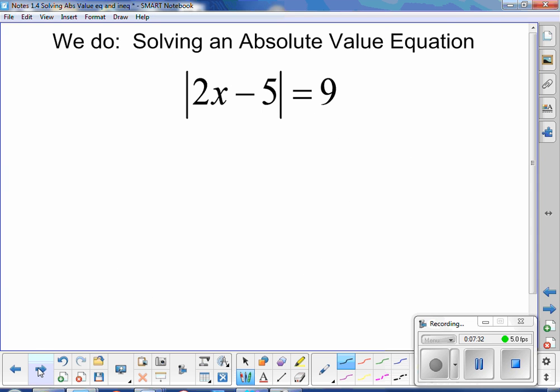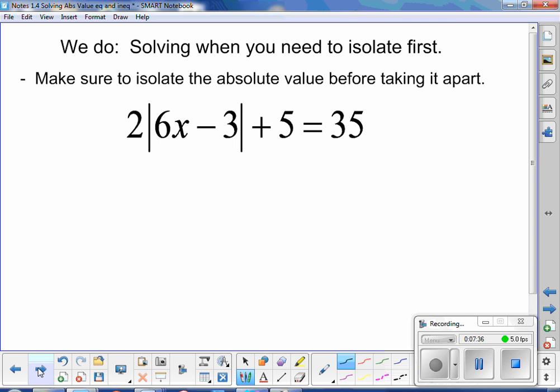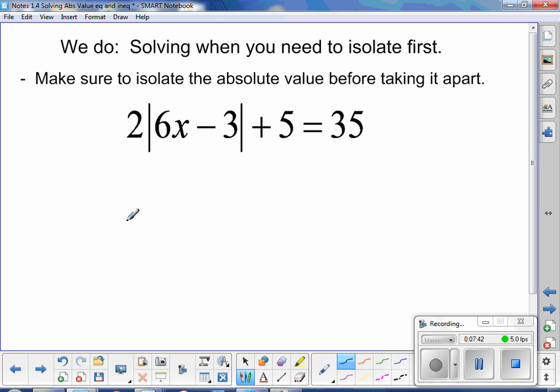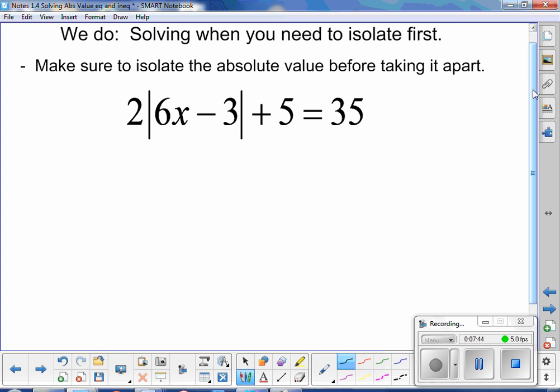And moving on. I think I did this one with some of you, but we'll skip over it because it's like the other ones, so it isn't really necessary. This one I do want to do with you guys. This one is different. If you'll notice, it's different because we have stuff on the outside of the absolute value bars.